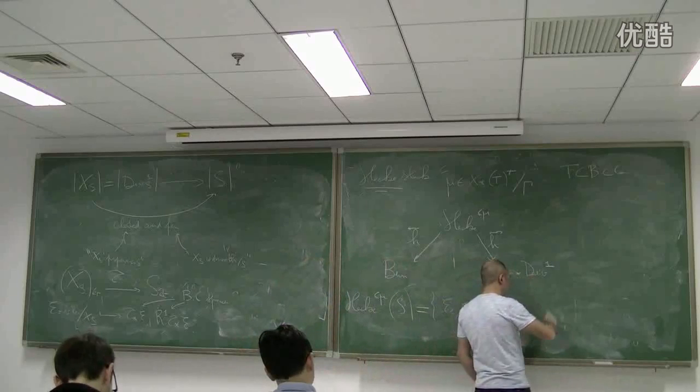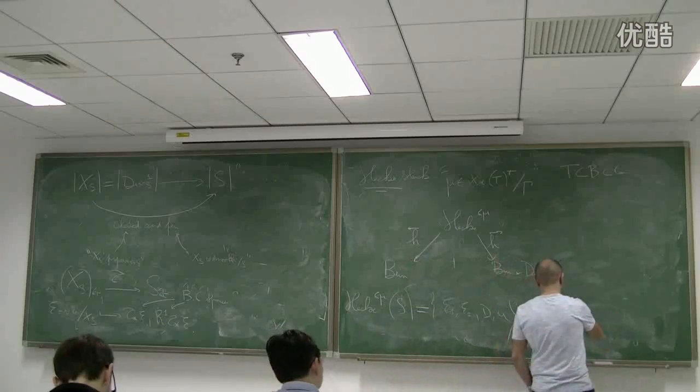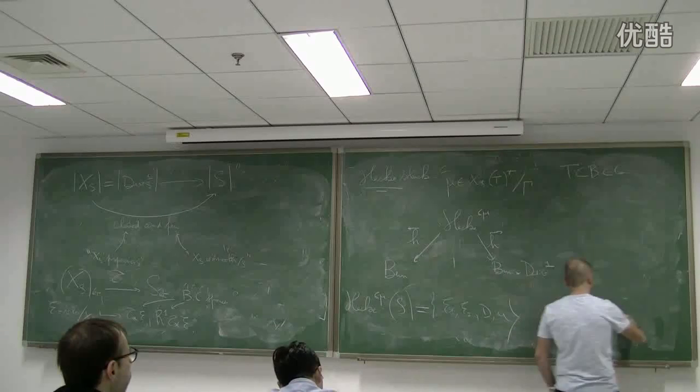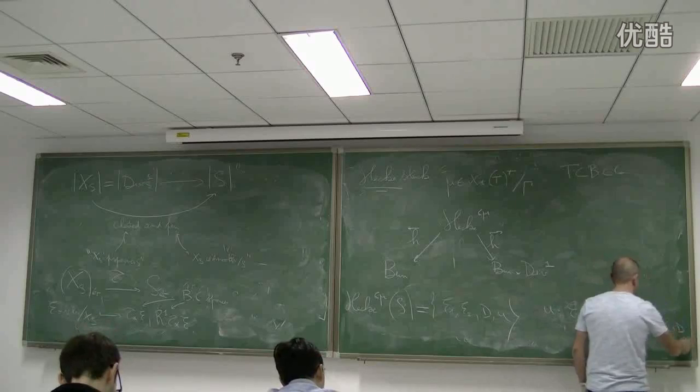U is an isomorphism between E1 on the curve minus the Cartier divisor and E2 on the curve minus the Cartier divisor. The modification.